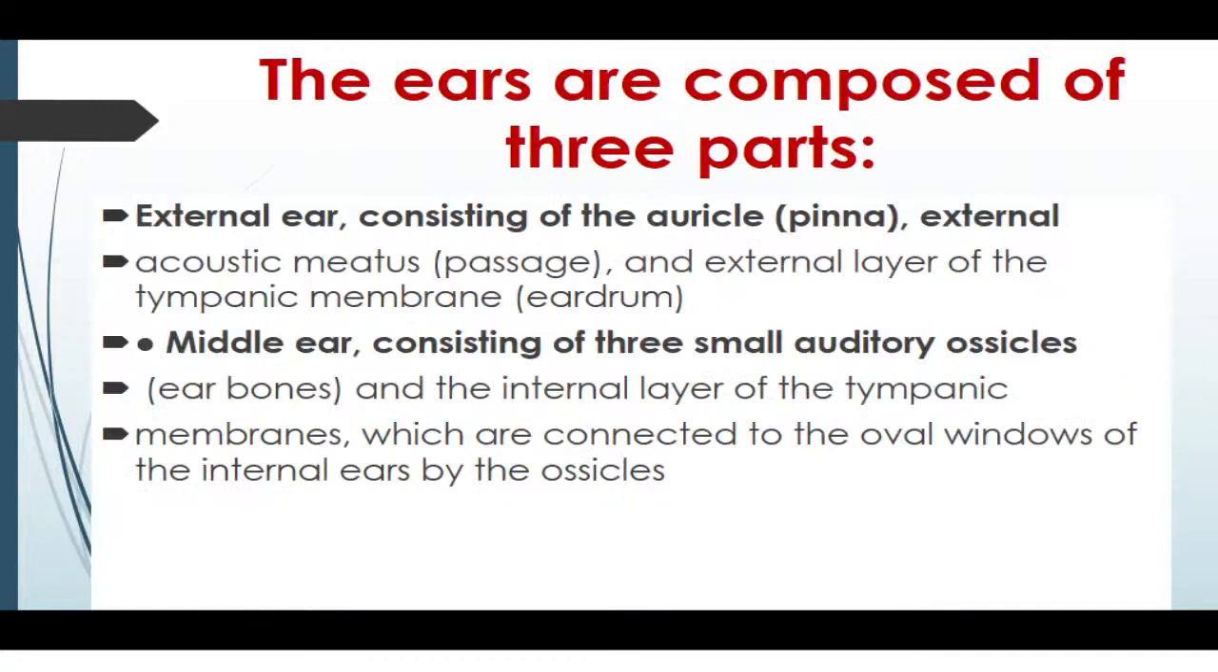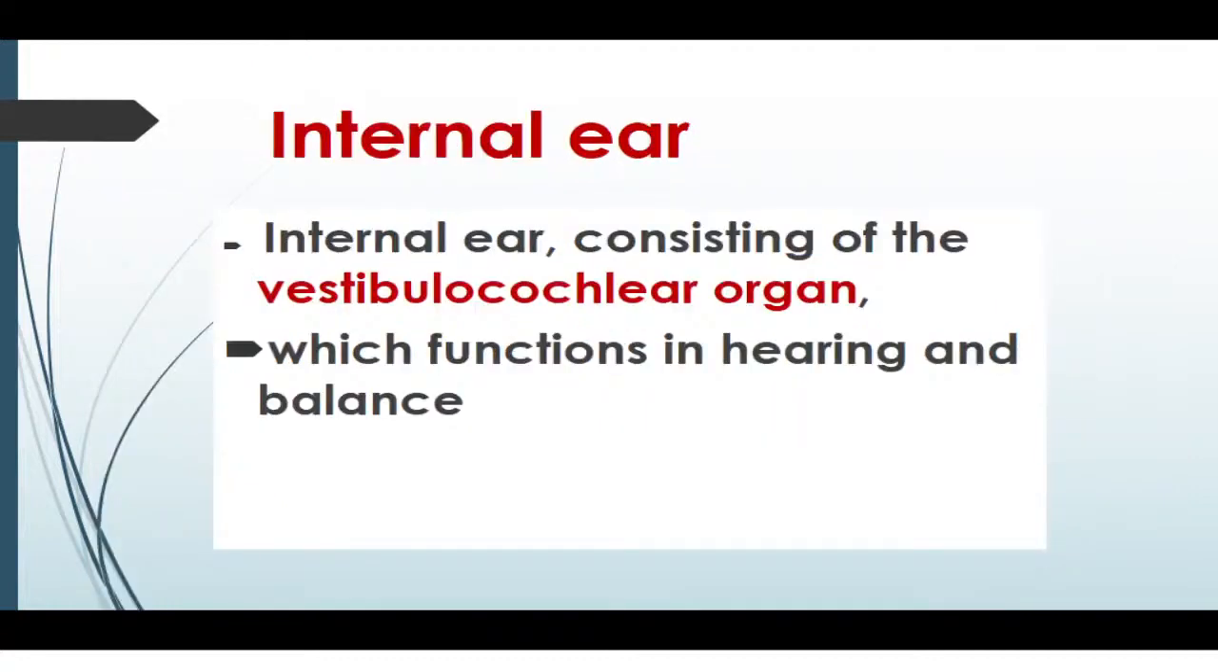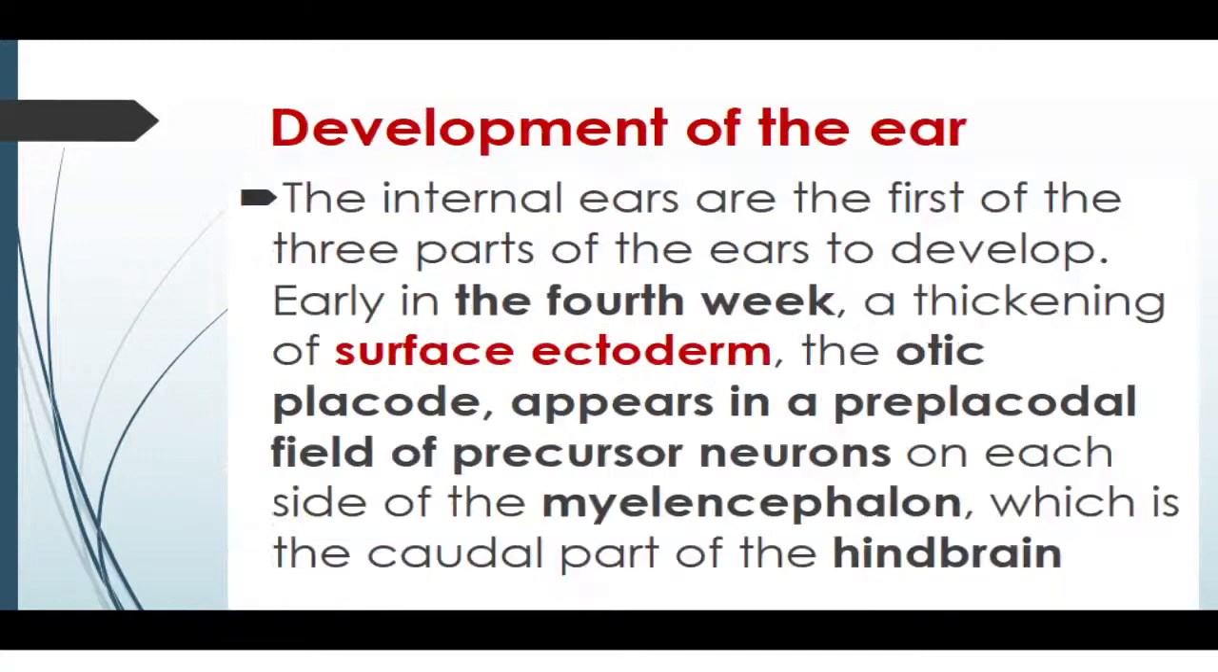The ear is composed of three parts: external, middle, and internal. We are talking about the internal ear first. The internal ear consists of the vestibulocochlear organ, whose function is hearing and balance. Development of hearing. The internal ear is the first of the three parts of the ear to develop. Early in the fourth week, it arises as a thickening of the surface ectoderm.